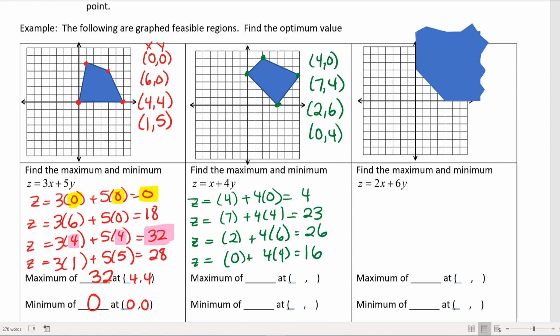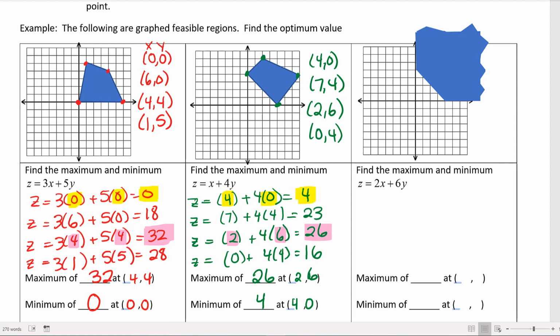So looking for the maximum this time, the maximum looks like 26, and that occurred at the point (4, 6). So let's go ahead and write that in my line. I have a maximum of 26, and that happened at (4, 6). And then my minimum happened at my value of 4, and that occurred at (4, 0). So I have a minimum of 4, which is the output, and it occurred at the point (4, 0).